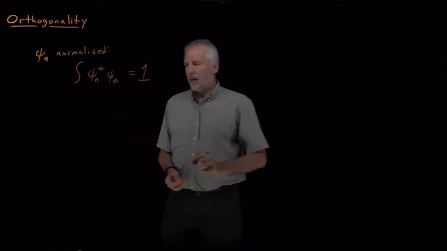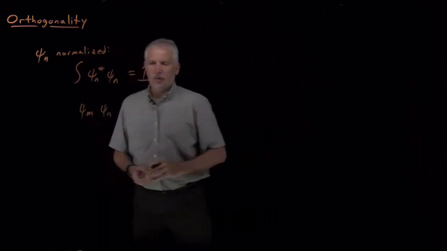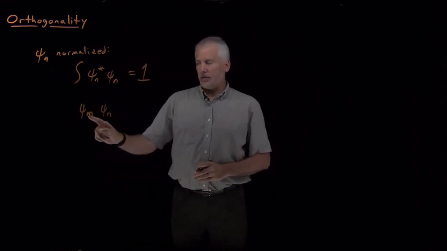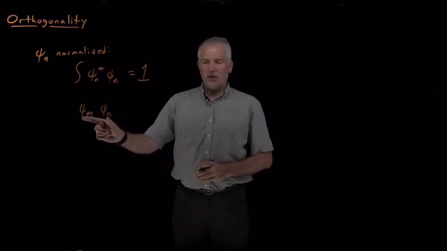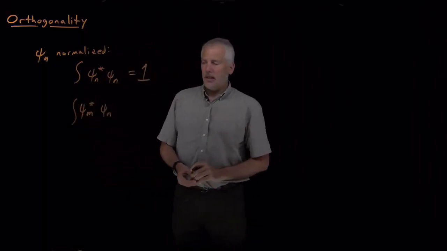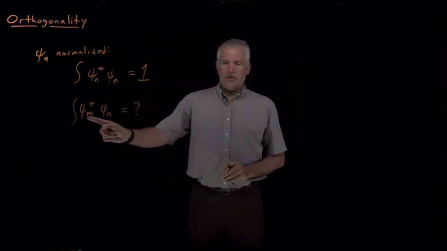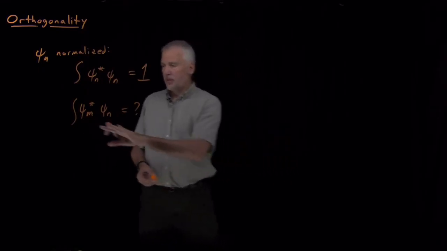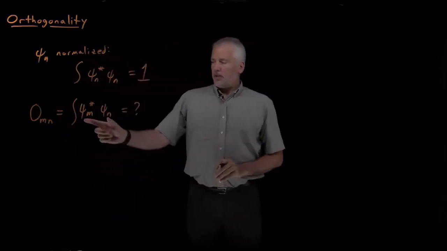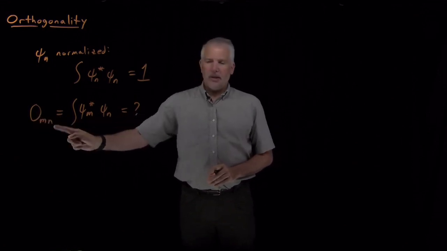We can also ask the question, what happens when I take a wave function and multiply it by a different one? So maybe I have wave function psi sub 1 or 2 for n equals 1 or 2, and a different wave function, let's say psi with m equals 5. So I take the product of two different wave functions, again including a complex conjugation, and integrate that product. What do I get? This integrated product between wave function m and wave function n, I'll call O, capital O sub mn.